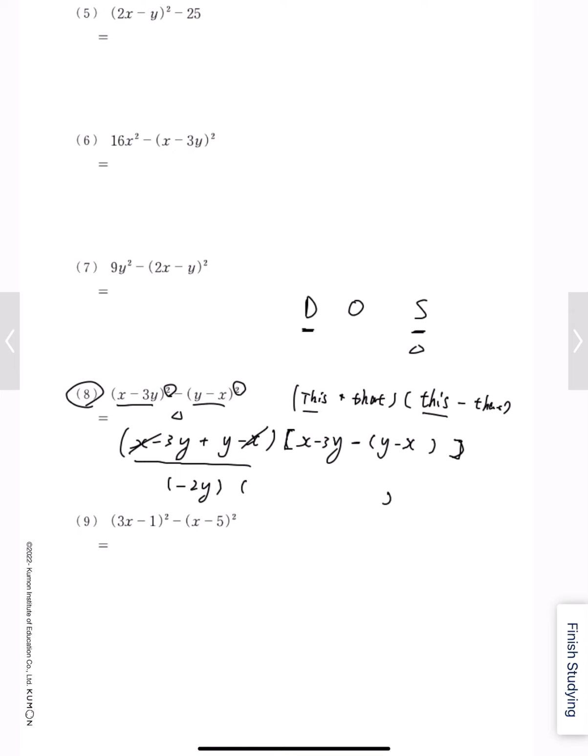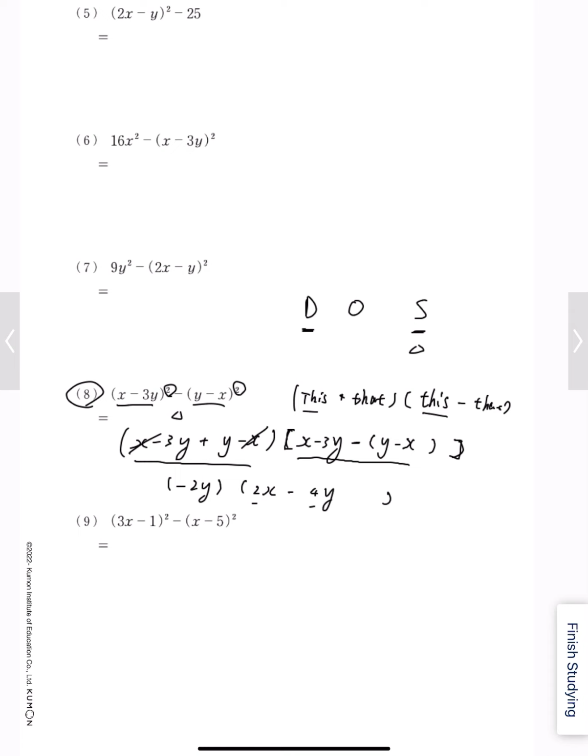And then this number, subtract that number, I got x minus 3y minus y plus x. So I got 2x here, right? You can simplify and do your calculation right here, right? Minus 4y. Oh, in this case, I can also take out the 2. So we'll stop there a little bit.